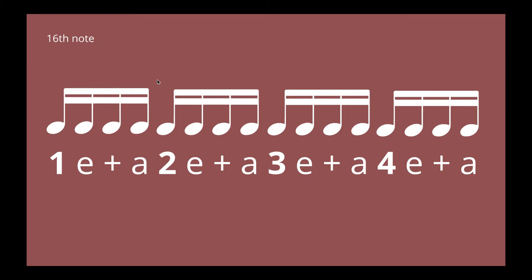So let's go ahead and put the metronome on. We're still at 60 BPM. This is 16th notes. 1E and a, 2E and a, 3E and a, 4E and a. Okay, very good. So now we have counted the notes out.